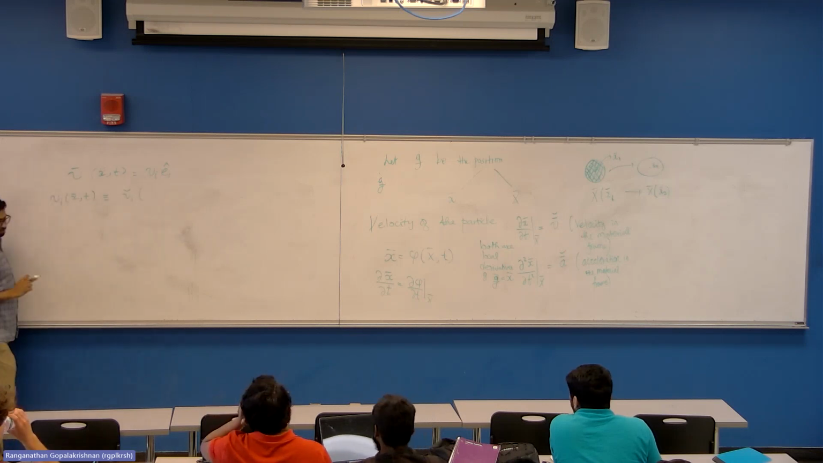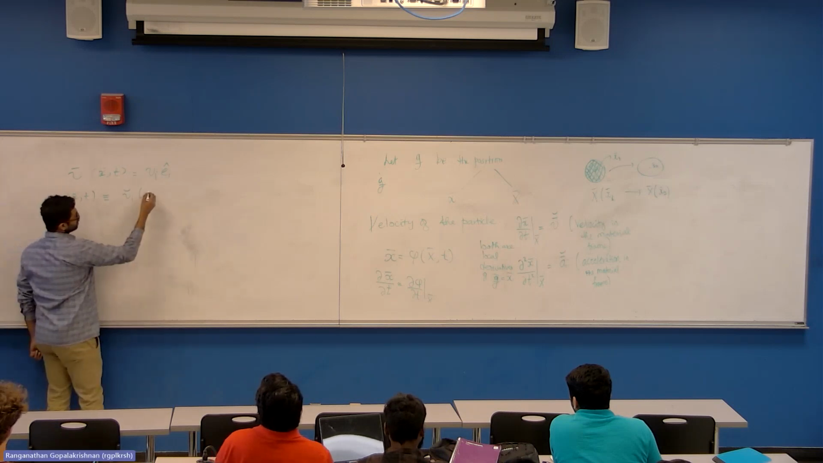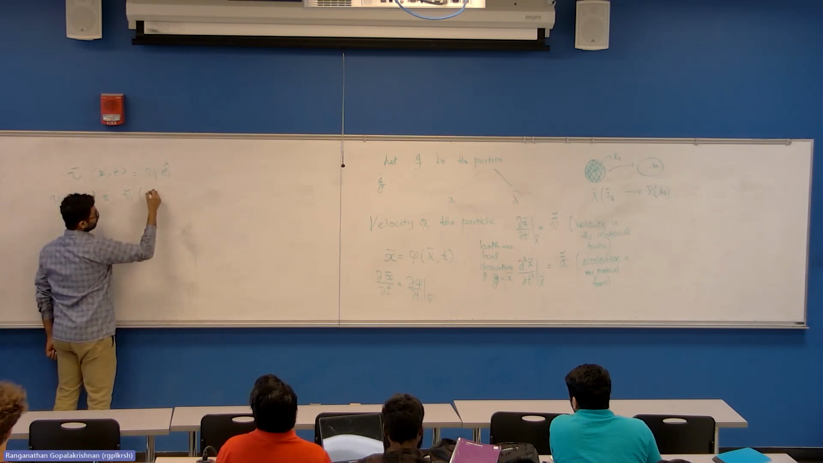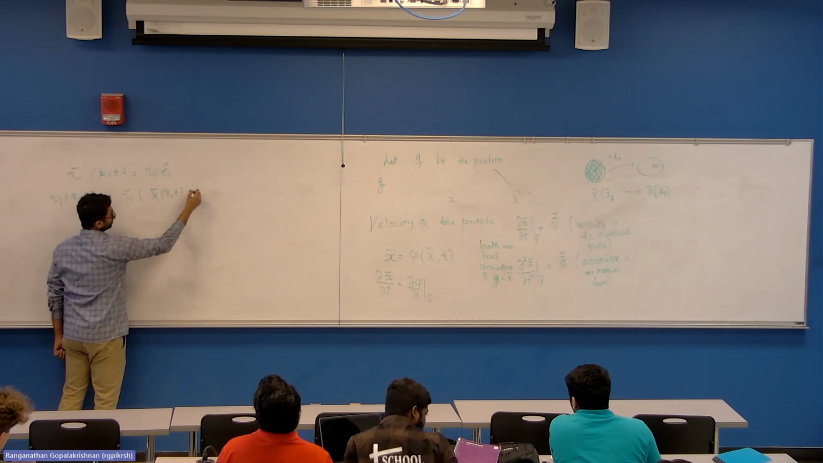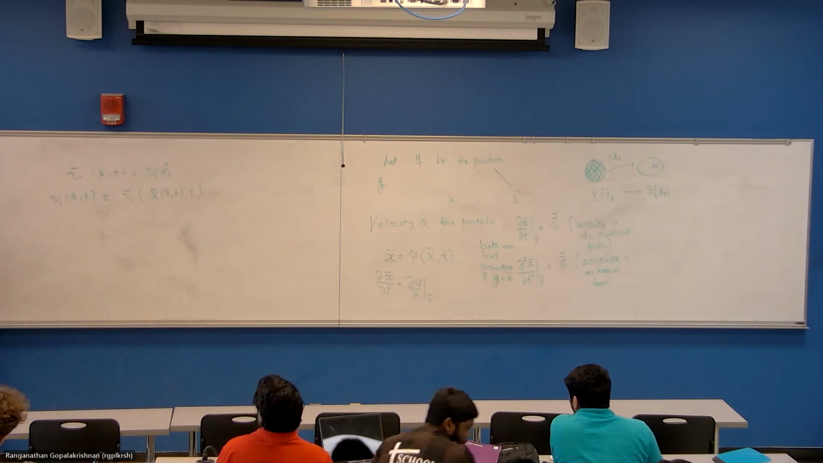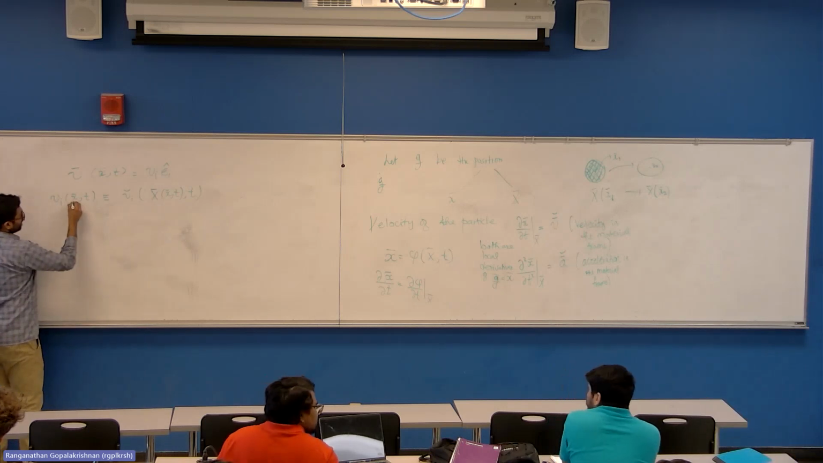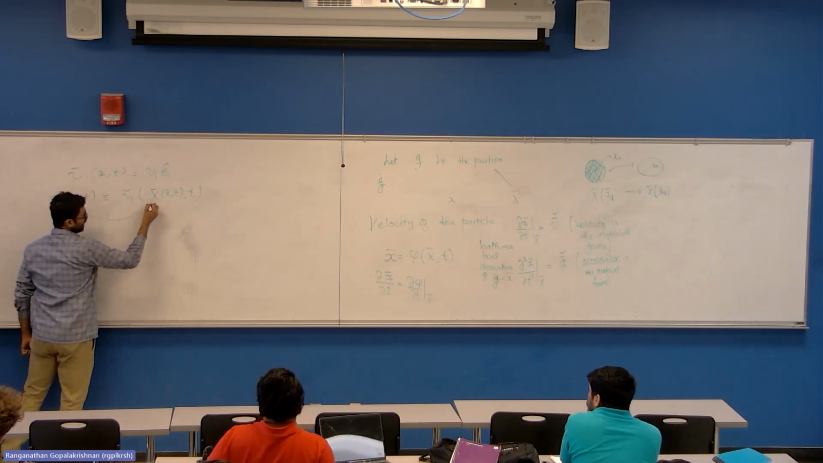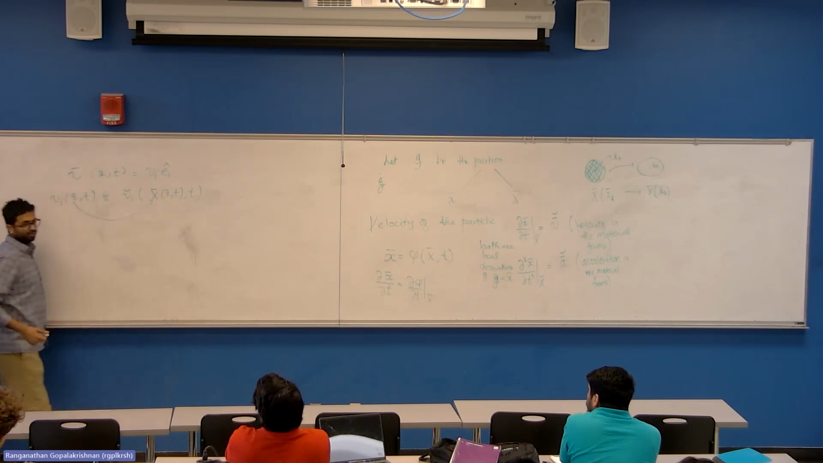What is x? Material X is a function of x comma t. I want you to interpret this statement for me. I went from x to material X, but again saying material X is a function of position and time. Please interpret this statement for me.